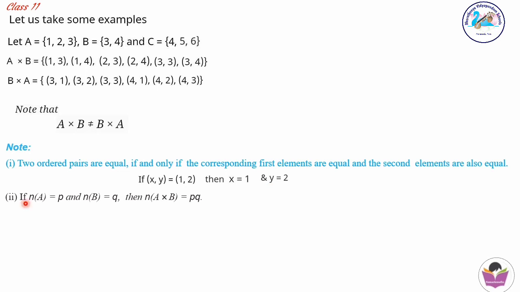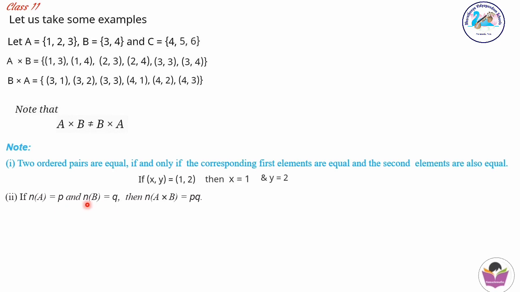Next, if n(A) is equal to p, meaning the number of elements of set A is p, and n(B) is equal to q, the number of elements of set B is q. There are p elements in set A and q elements in set B. Then A cross B will have pq elements. For example, if set A has 3 elements and set B has 2 elements, then A cross B has 3 into 2, that is 6 elements. To find the number of elements in a cross product, just multiply the number of elements of each individual set.